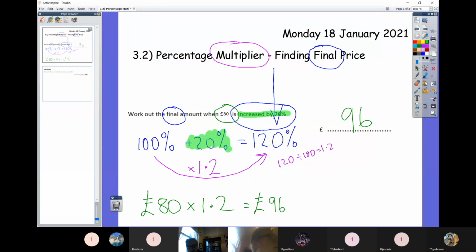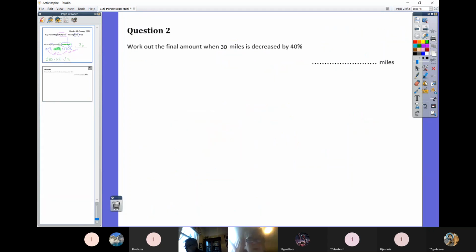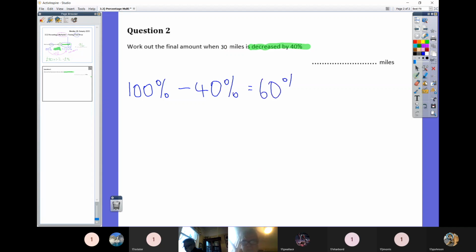With the other one I'm going to model, we're going to be decreasing. Okay, so question 2, we are decreasing by 40%. So always start off, if these are percentage questions, by writing down 100%. That's your starting point. But on this occasion, we are decreasing, so we're going to be taking away 40% to give us 60%.